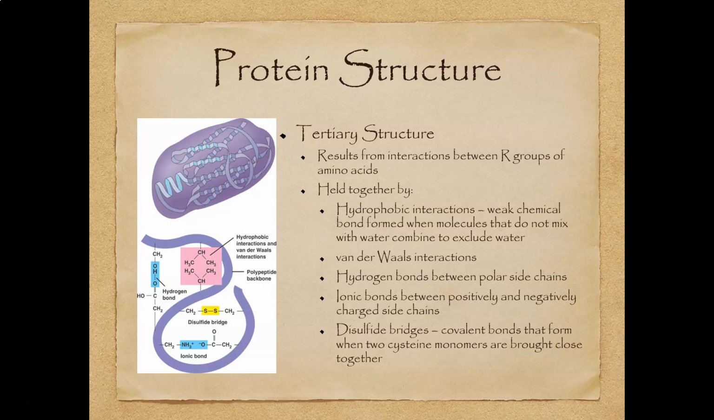You can get hydrogen bonding between polar side chains. You can get ionic bonding between positively and negatively charged side chains. So with some of the acidic and basic ones, you'll see some of that ionic bonding happen. You can get disulfide bridges, which happen between those sulfhydryl groups, those SH groups, where they'll lose those hydrogens, and then the sulfurs will link up and cross-link. And those are actually relatively common and relatively strong. They typically happen specifically between cysteine monomers when they get nice and close together.